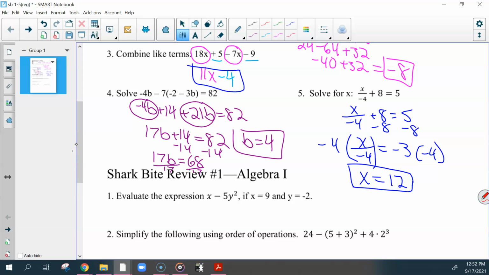For number 5, there were a couple different ways you could have went about that. But the way I did this was get rid of 8 first by subtracting. And then you have a fraction or you're dividing. The only way to get rid of division is to undo it, to multiply. And you would end up with a positive 12. Questions on any of those?